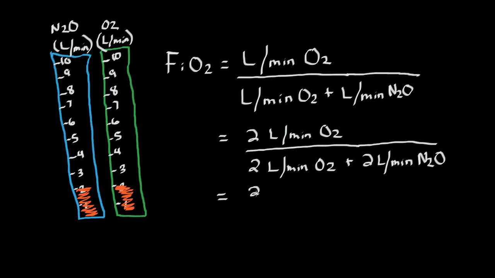So this will be 2, and then 2 plus 2 is 4. Let's reduce this to the lowest common denominator, which is 1/2. And our FiO2 will be 0.5 or 50%.